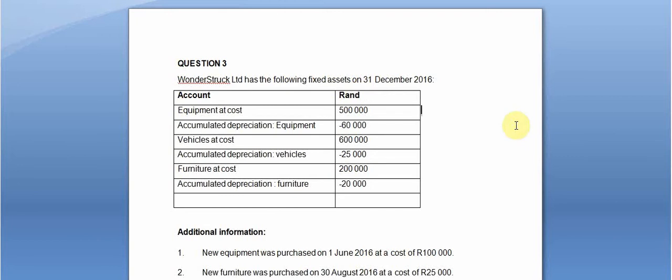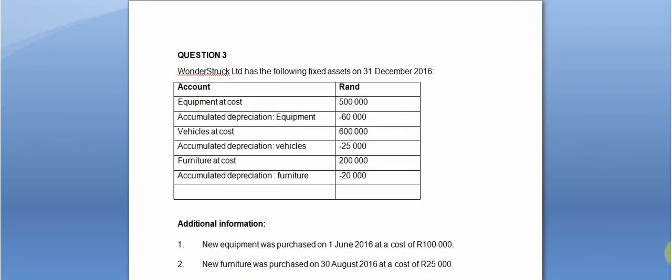So they say the equipment at cost was 500,000, accumulated depreciation on equipment was 60,000. You will see that the 60,000 was indicated as a negative, of course, because depreciation means that the asset is losing value because we are using it every day. We also have vehicles at cost, accumulated depreciation on the vehicles, furniture at cost, and then of course our accumulated depreciation on furniture, which is 20,000 rand.